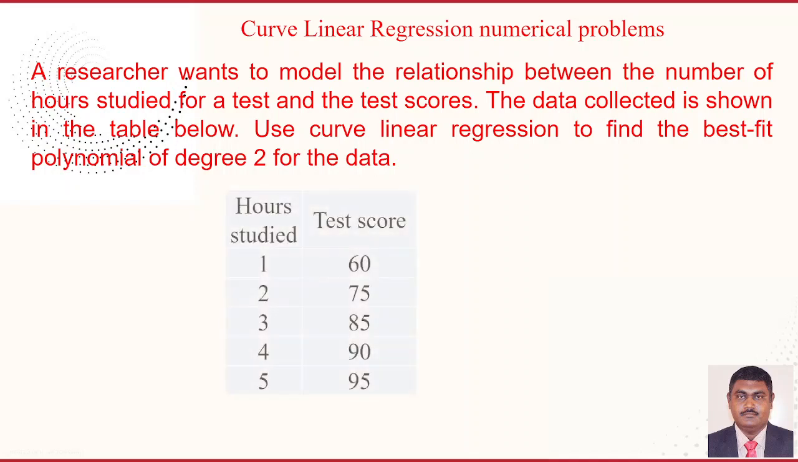Now let us see the data. This is the data given: hours studied and test score. If studied 1 hour, the score is 60. Studied 2 hours, it scores 75. 3 hours studied, 85 scored. 4 hours studied, 90 scored. And 5 hours studied, 95 scored. So with the given data, we just have to use the polynomial equation. We can derive the polynomial equation.